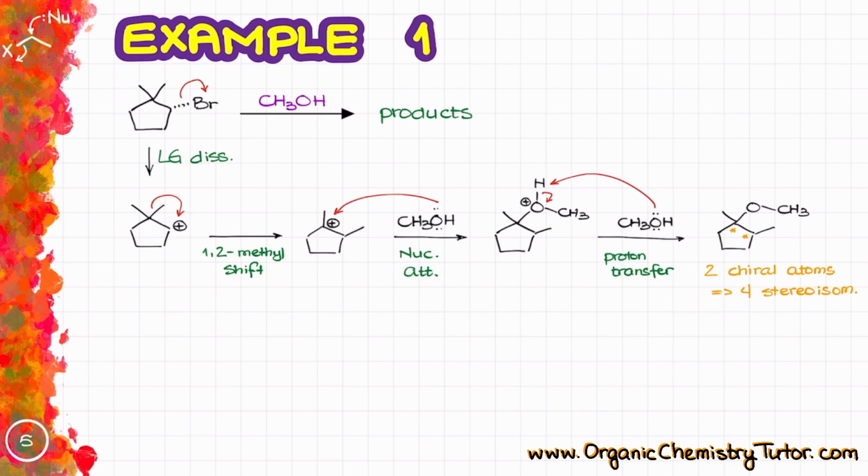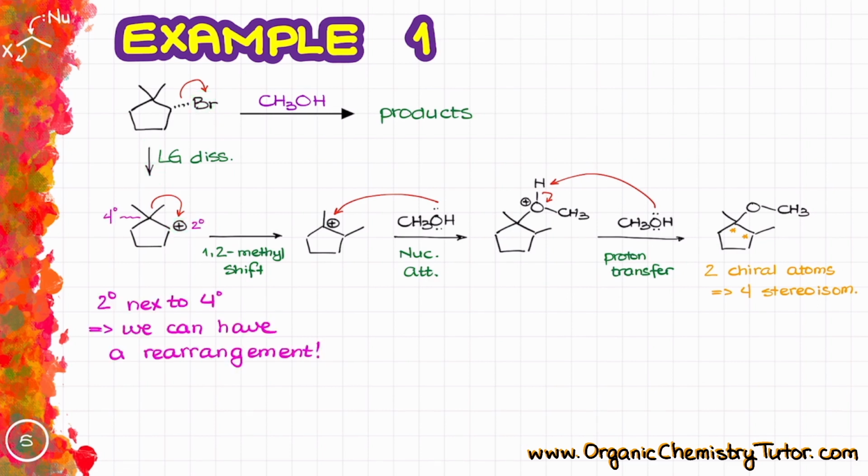The first step we're going to have is our leaving group, which is bromine, dissociating, forming a corresponding carbocation. So this bromine is going to leave, giving me my new carbocation over here. The carbocation that we form in this case is secondary, and it is next to a quaternary position over here. This means that we can have a carbocation rearrangement, making a more stable carbocation intermediate. And as we do not have any hydrogens on the quaternary position, well, for obvious reasons, it's quaternary because it's connected to 4 carbons, it'll have to be an alkyl shift in this case.